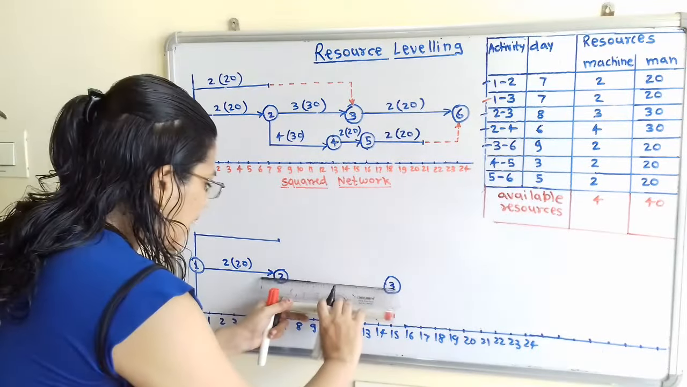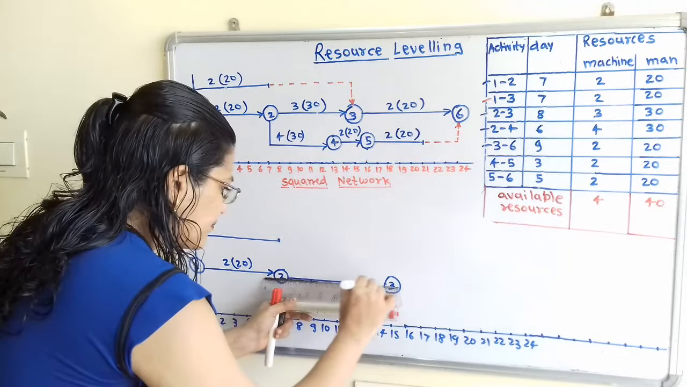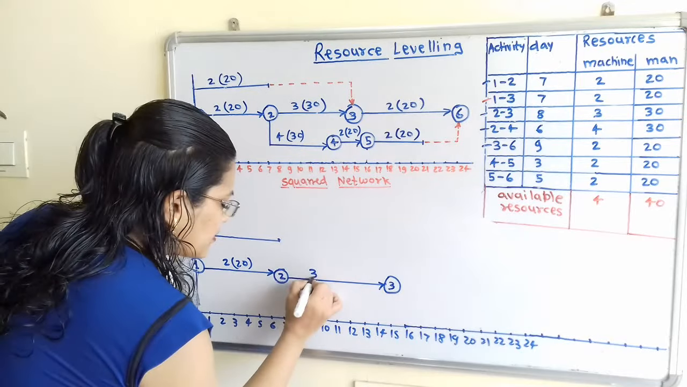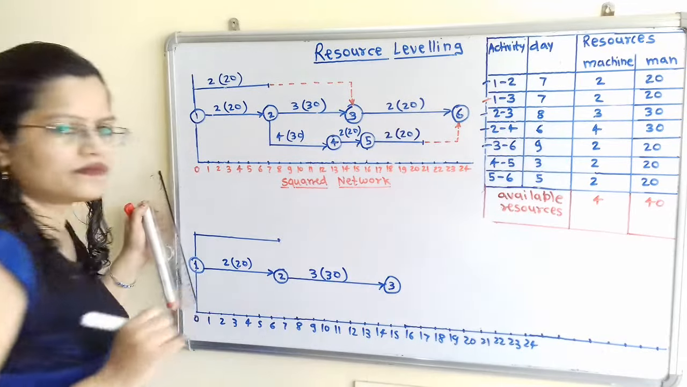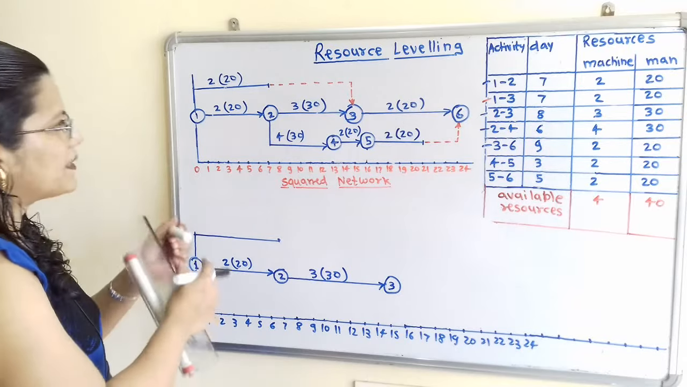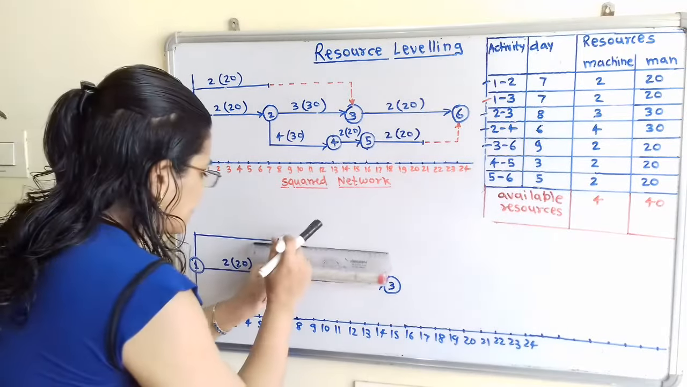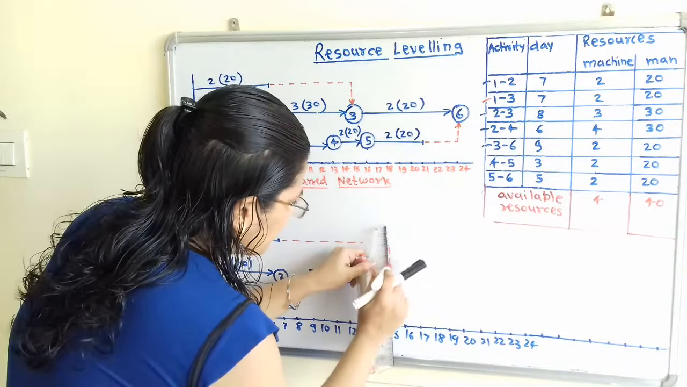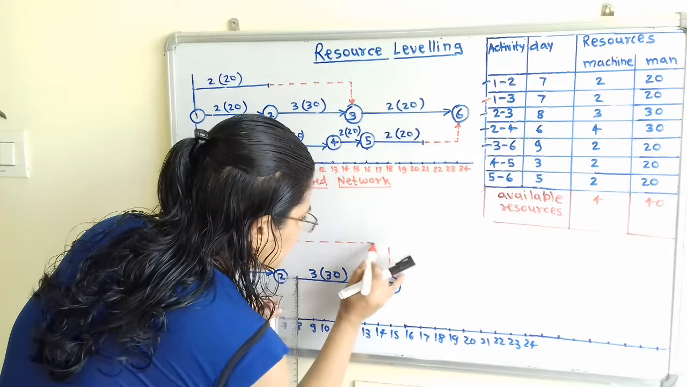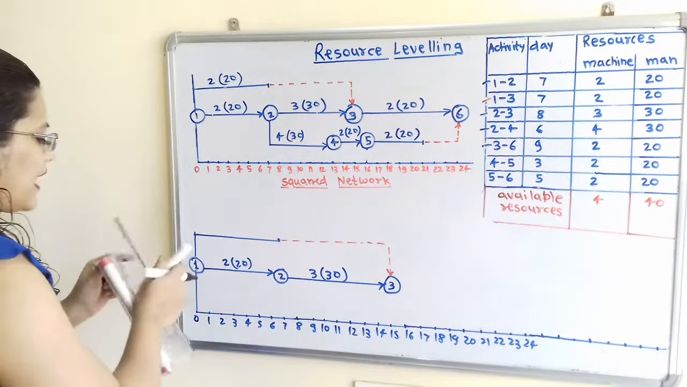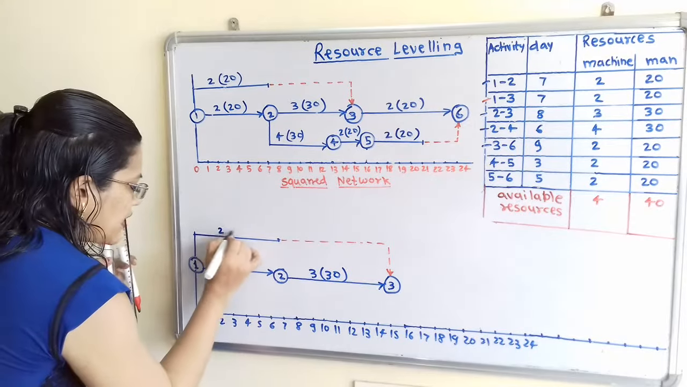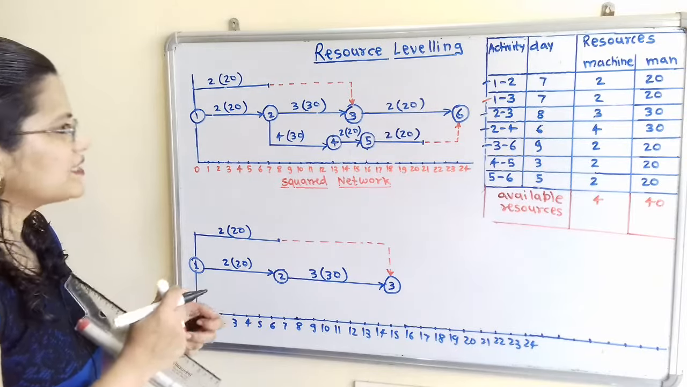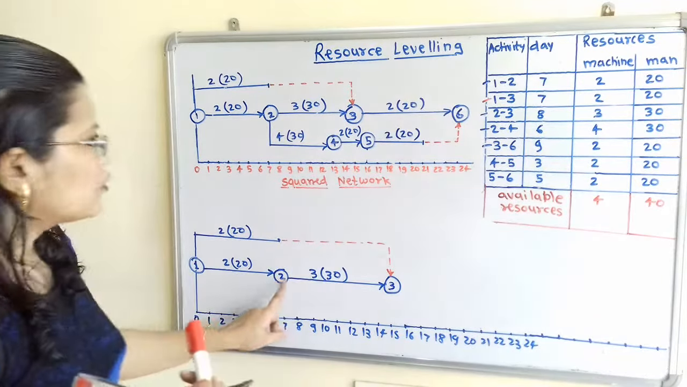Node 3. So I will show this activity. Now for this, 3 machines and 30 men are engaged. Now I will complete the activity 1 to 3. Now here for 1 to 3 we have to show 2 machines and 20 men. Now we will move to the next. So next, activity 2 to 3 is complete.